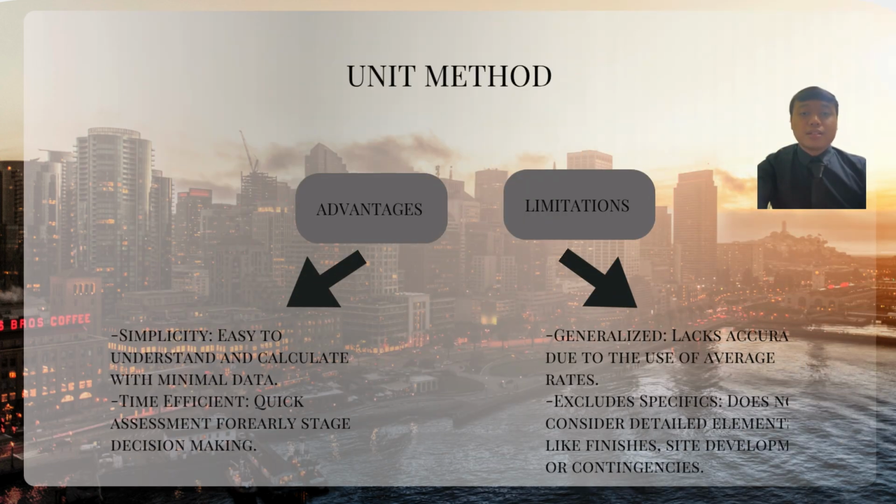Number 1, unit method. Advantages: simplicity, easy to understand and calculate with minimal data. Time efficient, quick assessment, thoroughly staged decision making. Limitation: generalized, lacks accuracy due to the use of average rates. Excludes specifics. Does not consider detailed elements like finish, site development, and contingencies.